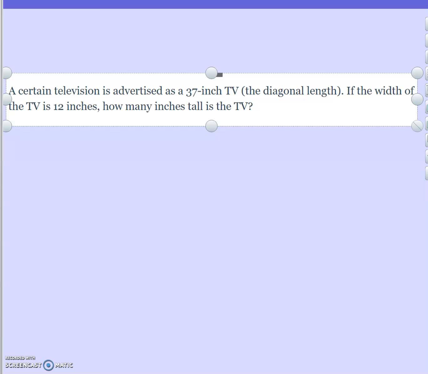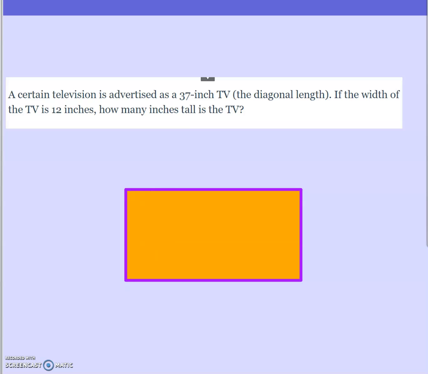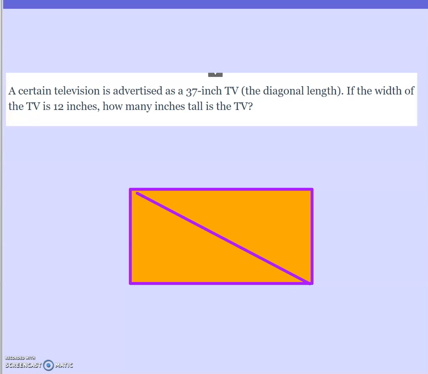All right, so what we've got is a television, and they say it is 37 inches from one corner to the other. Okay, so 37 inches. Okay, and they also tell me it's 12 inches tall. And the question is, well, you know what?